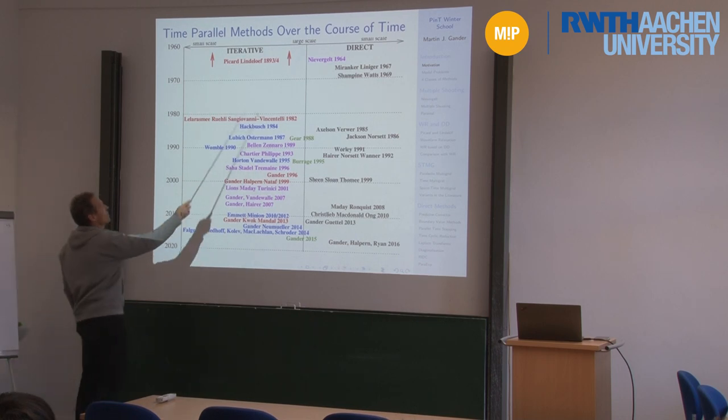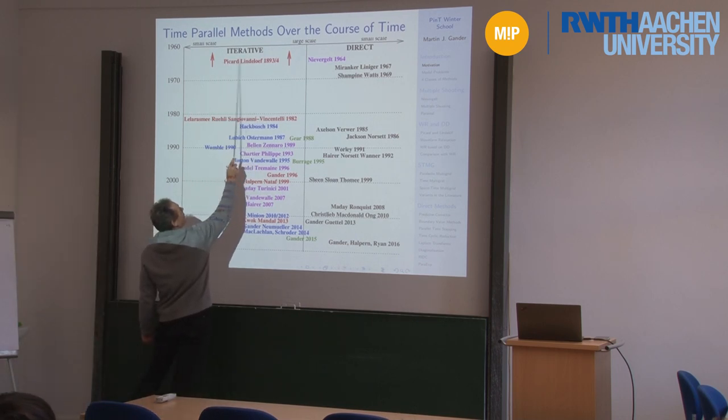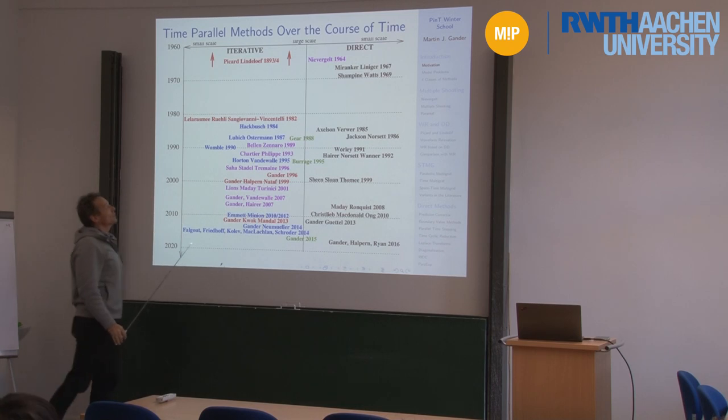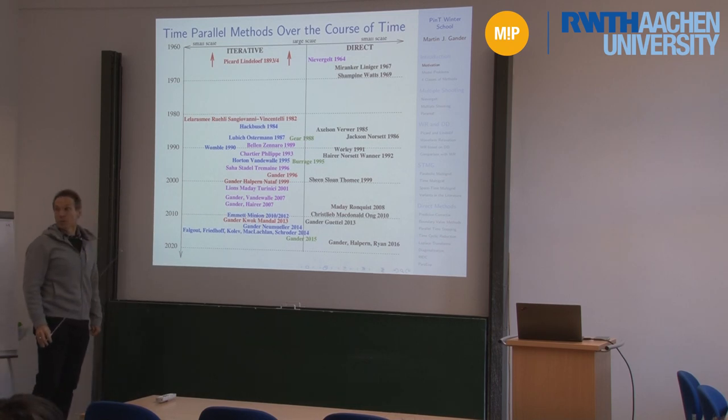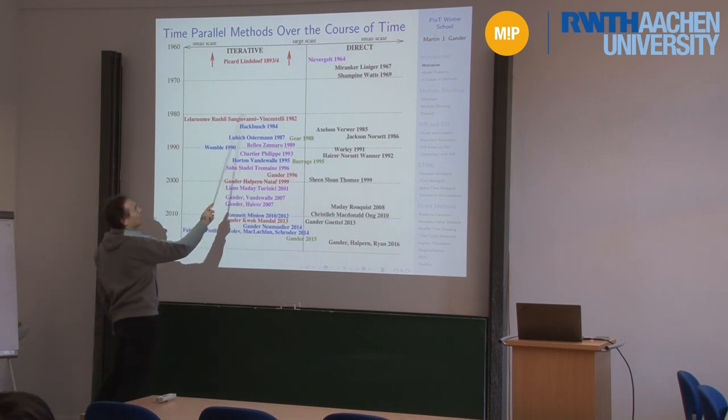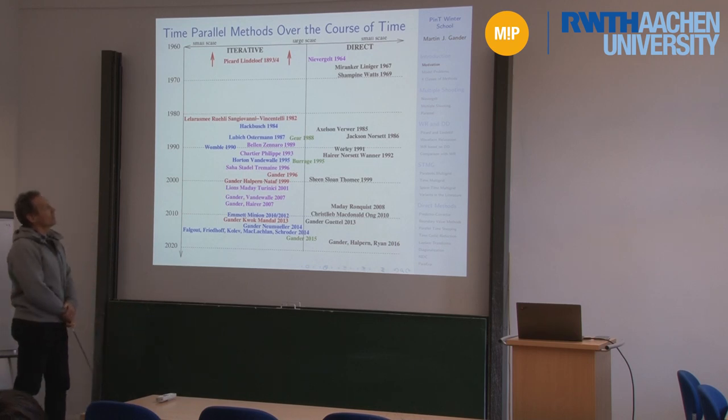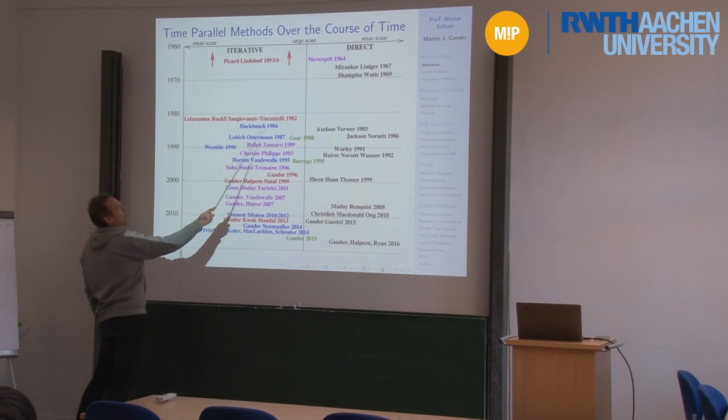Then there are the red methods. The red methods started with an idea to prove existence and uniqueness of solutions of such problems by Picard and Lindelöf. They became computational methods at IBM in 1982, and then they were developed in the red track. And then there's the blue track. The blue track are multigrid time methods.